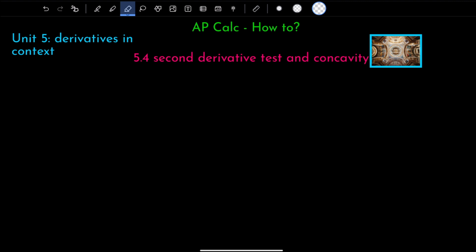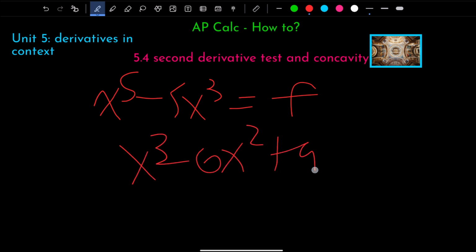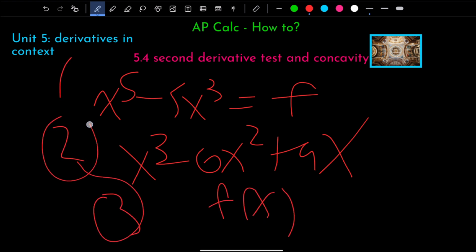You can try things on your own. For example, find the point of inflection for f equals x to the 5th minus 5x cubed. You can also use the second derivative test to classify extrema, like for x cubed minus 6x squared plus 9x. And given a graph of f prime prime of x, describe the shape of f of x. So these are 3 things you can try today.